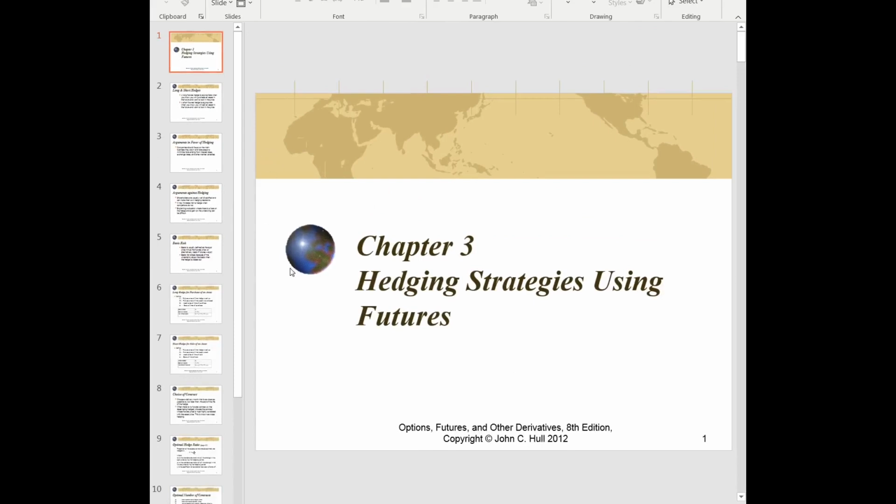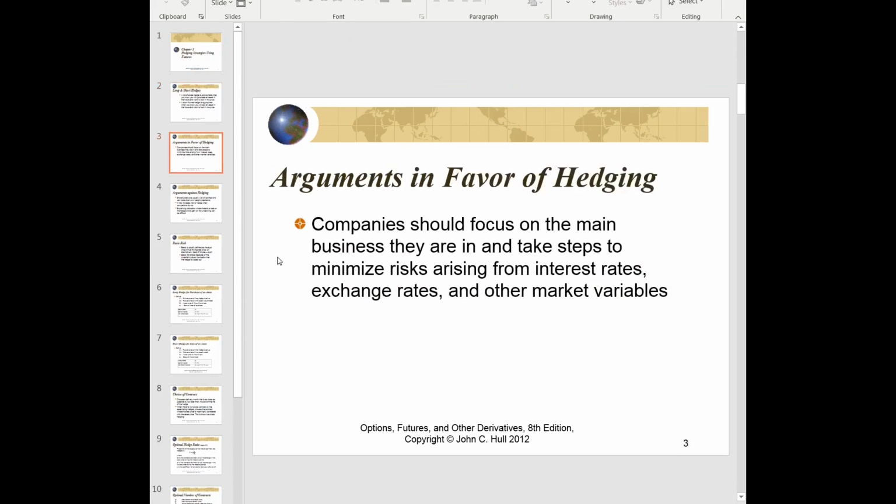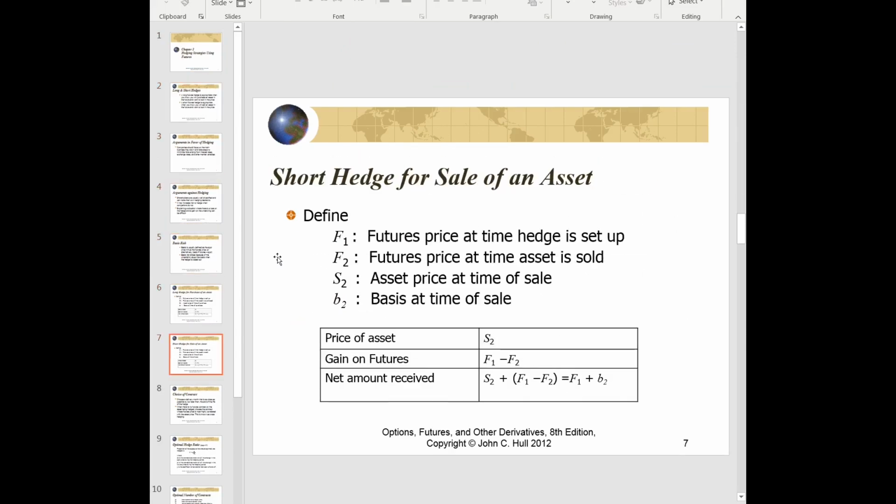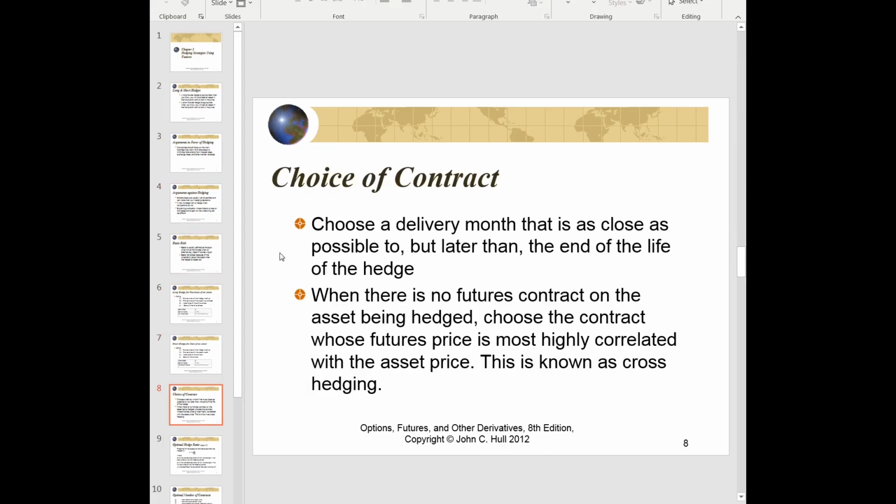So from here, let me point an important part here. So slide 8, which is about the choice of contract. So we should choose futures on the asset that we want to hedge, and with the delivery month that is as close as possible to the end of the life of the hedge that we want to do.